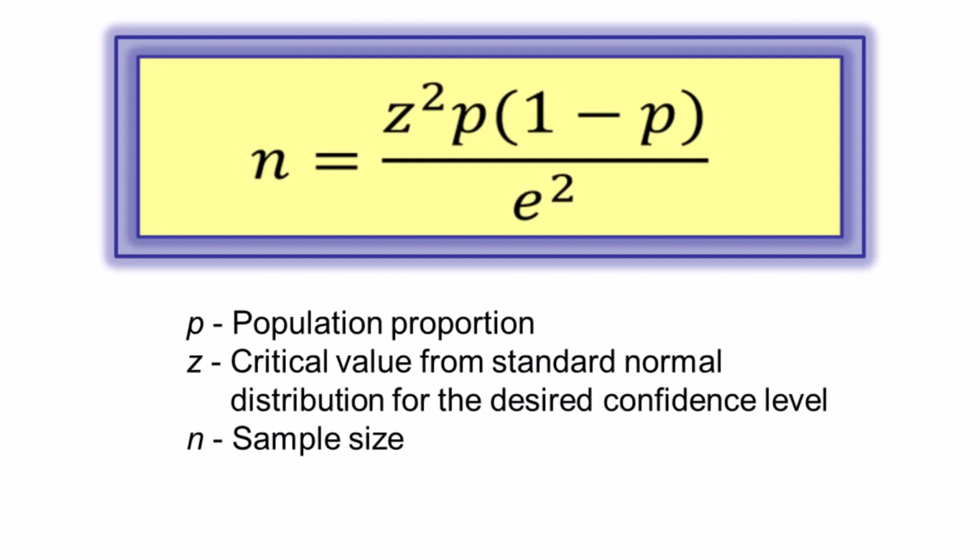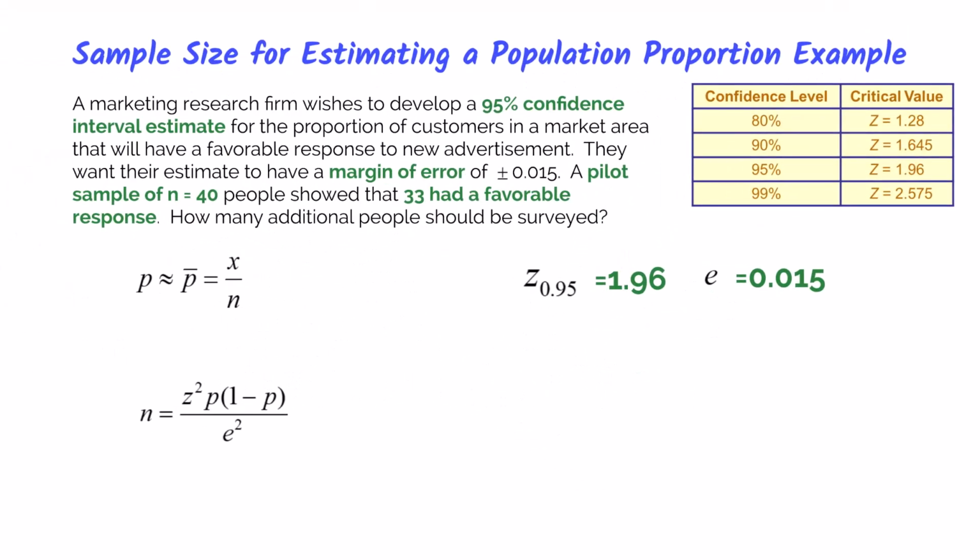Like the required sample size for a population mean, we have z squared in the numerator, and then the margin of error is squared in the denominator. The different piece now is in the numerator, we are working with proportions. So we'll multiply z squared times the population proportion times 1 minus the population proportion. Let's look at an example.